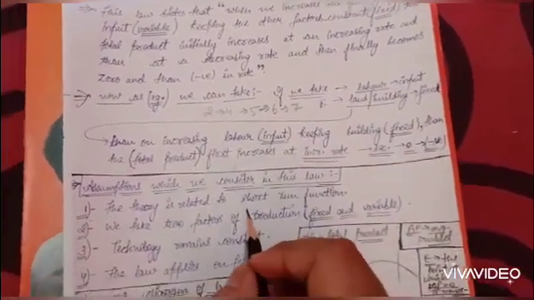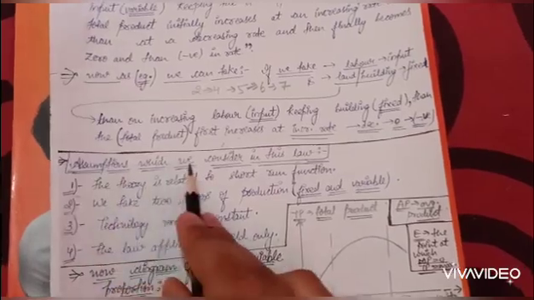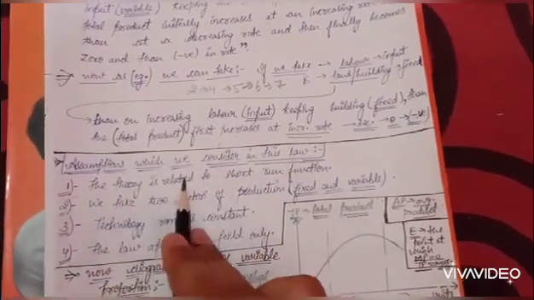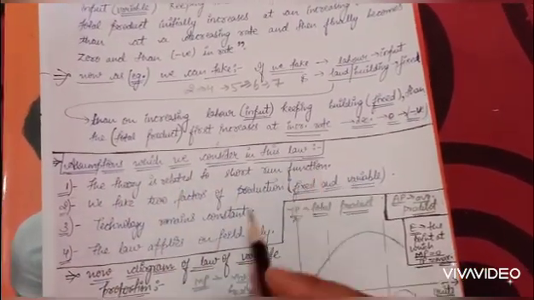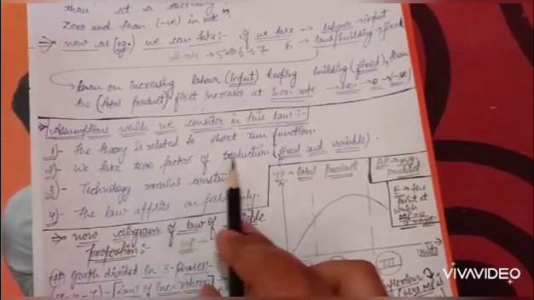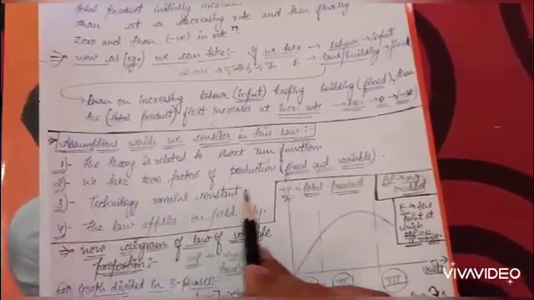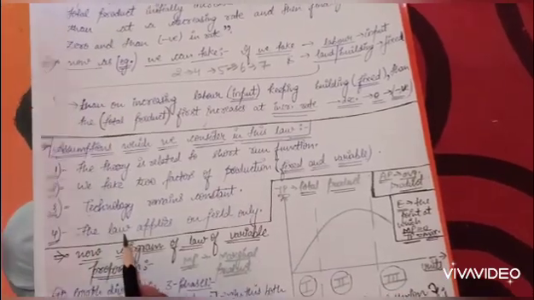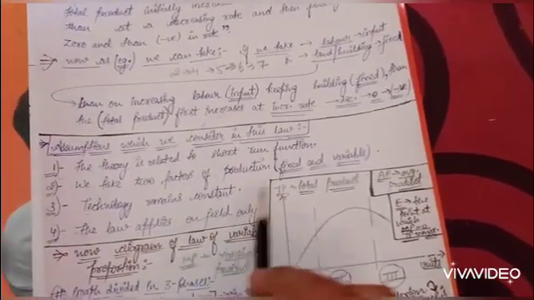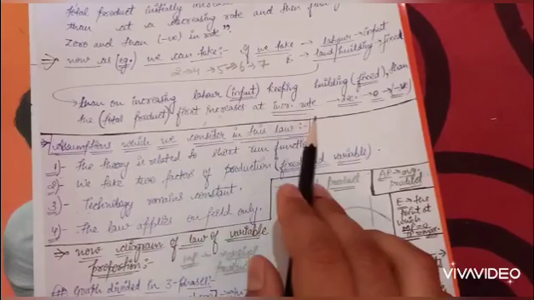Now moving ahead towards the assumptions which we consider in this law. Number 1, the theory is related to short-term functions. Number 2, we take two factors of production, fixed and variable. Number 3, technology remains constant. And number 4, the law applies on fields only. So these are the assumptions which we consider in this law.